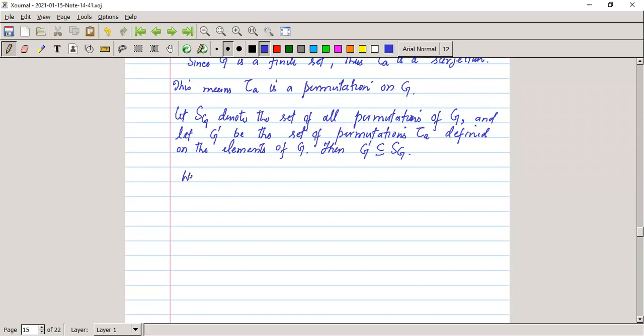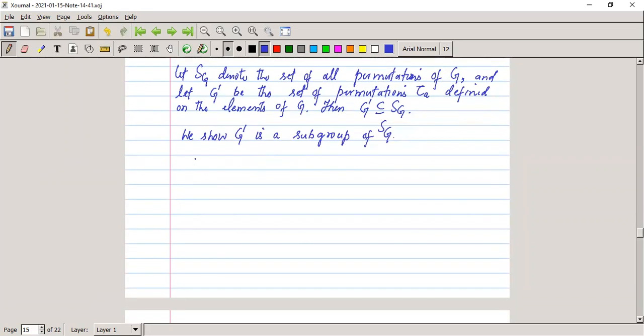Now we show G' is a subgroup of S_G. For actually doing that, we have to show that G' is closed under the mapping composition. Since S_G is a group under the mapping composition, we will show that G' is closed under mapping composition, it is associative, it has an identity, and every element has an inverse.